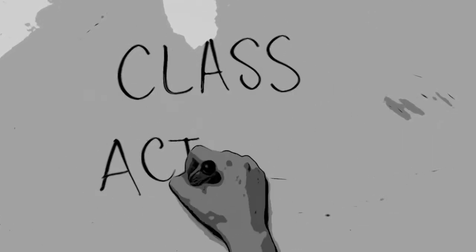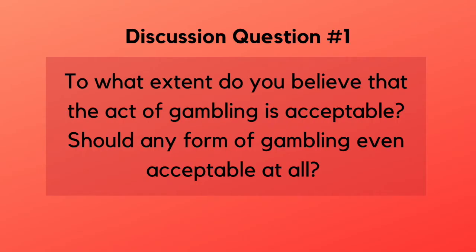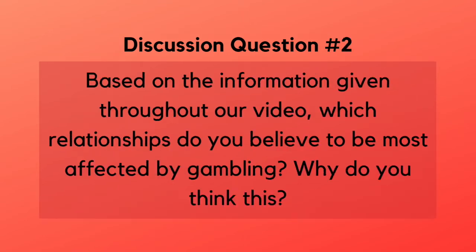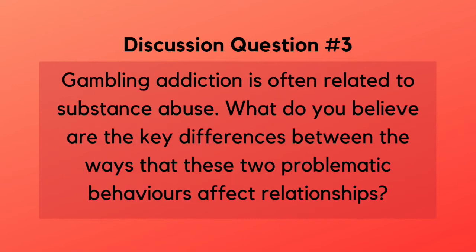Now it's time for the class activity. We're going to ask you a couple of discussion questions and show you a video. The first discussion question asks, to what extent do you believe that the act of gambling is acceptable? Should any form of gambling even be acceptable at all? The second question asks, based on the information given throughout our video, which relationships do you believe to be the most affected by gambling, and why do you think this? The third question asks, gambling addiction is often related to substance abuse. What do you believe are the key differences between the ways that these two problematic behaviors affect relationships?